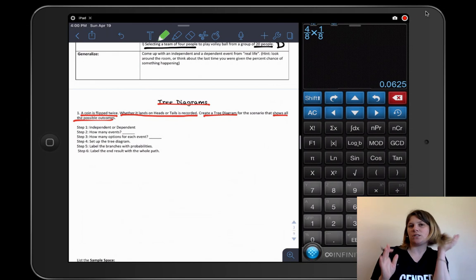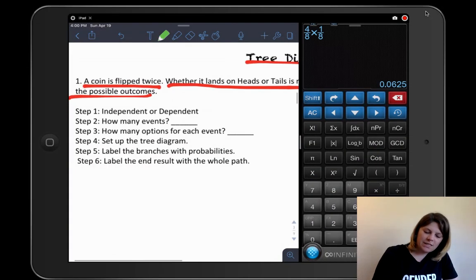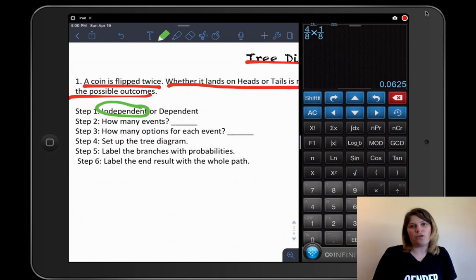This way is just the best way that I found from teaching this year after year. Is this an independent or a dependent scenario? It is independent. Your coin does not change if you flip it from first to second. Just because you got ahead on the first flip doesn't mean you couldn't get ahead again on the second flip.